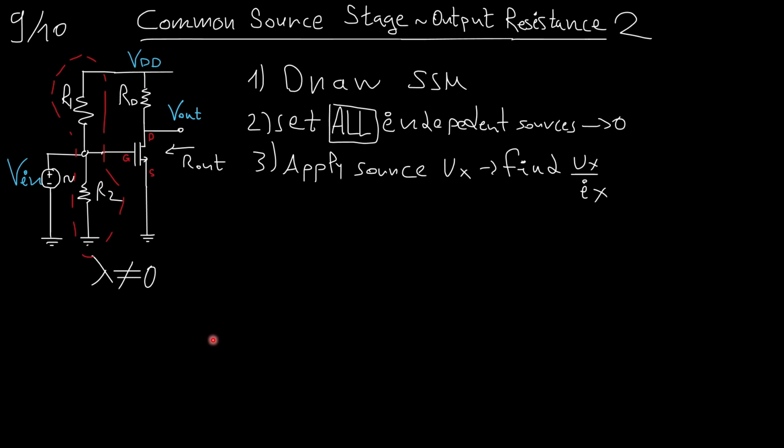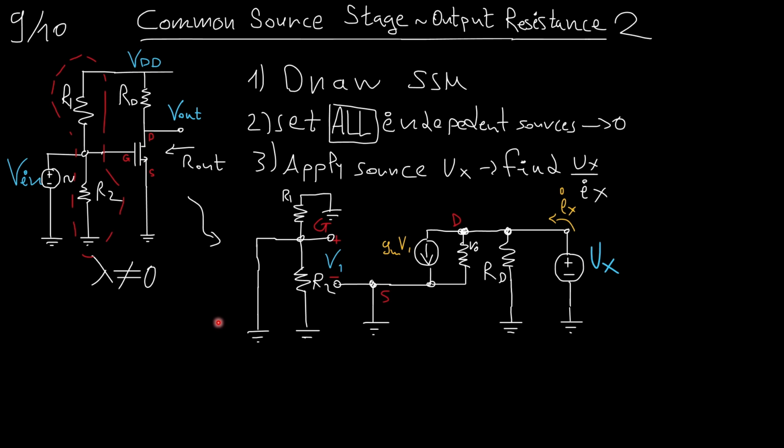Now, what if we had the same case here, but with channel length modulation? And just for variety, I added the topology of the voltage divider between here and the ground, just so we understand that this does not really matter when calculating the output resistance, because it doesn't play any role. So we see that this and these are grounded, so not really any current flowing from here to here.